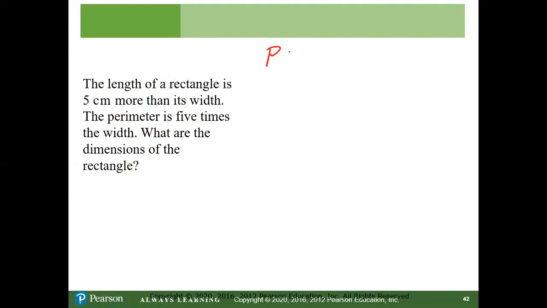So perimeter is equal to 1/2 the length plus the width... so there's your perimeter formula. Okay, so you need to know this to be able to do this problem. It says the length of the rectangle is 5 centimeters more than its width.